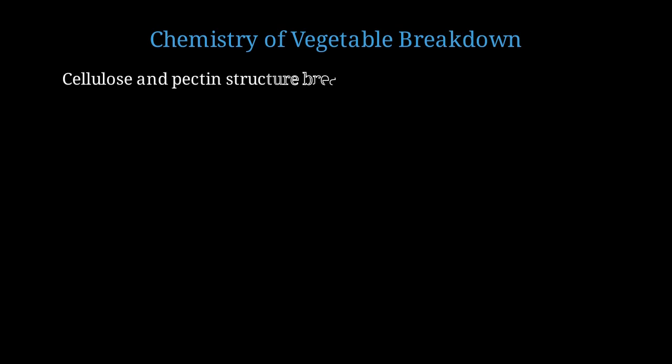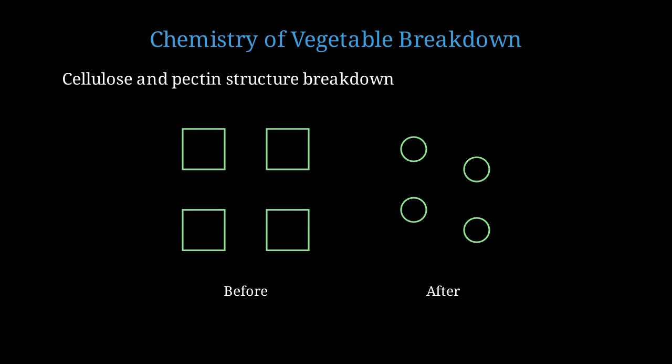Now let's talk about the chemistry. What happens to vegetables when we cook them? Vegetables have cell walls made of cellulose and pectin. These are complex polysaccharides that give vegetables their rigid structure. Before cooking, cells are tightly packed and rigid. After cooking, the structure breaks down and becomes soft and pliable.